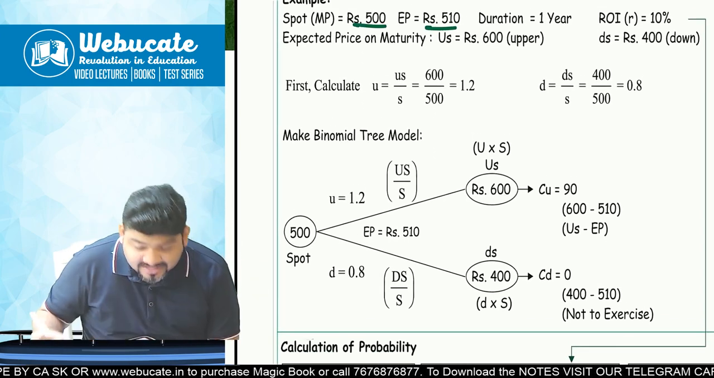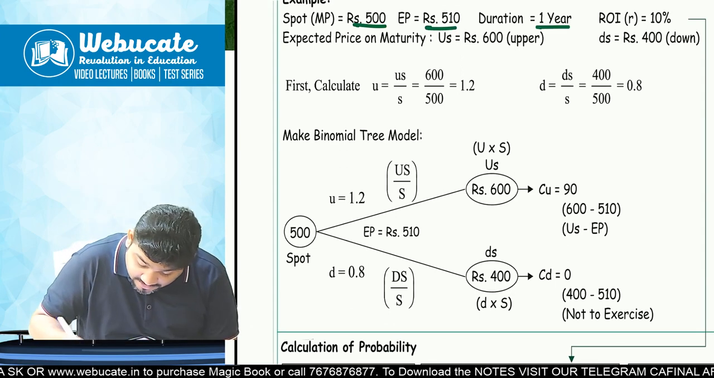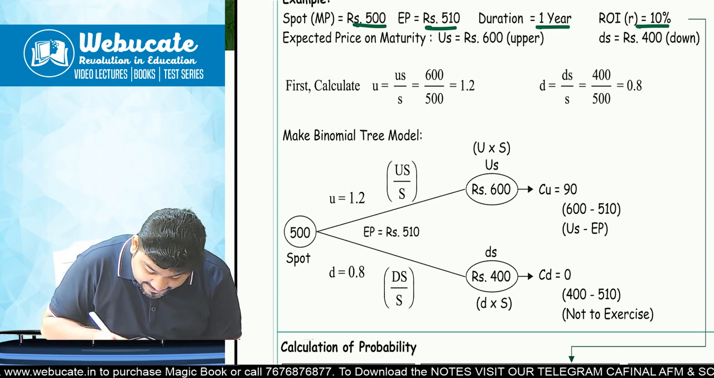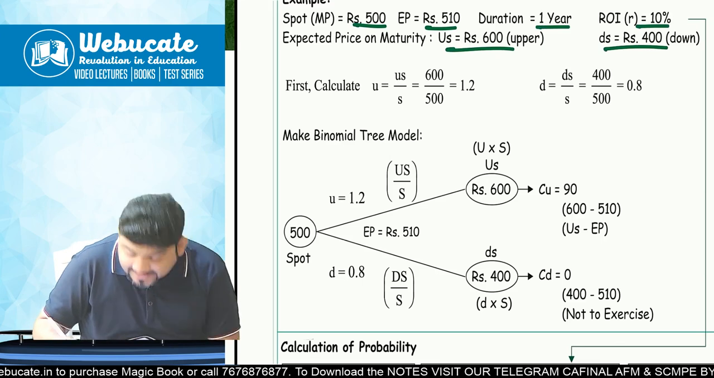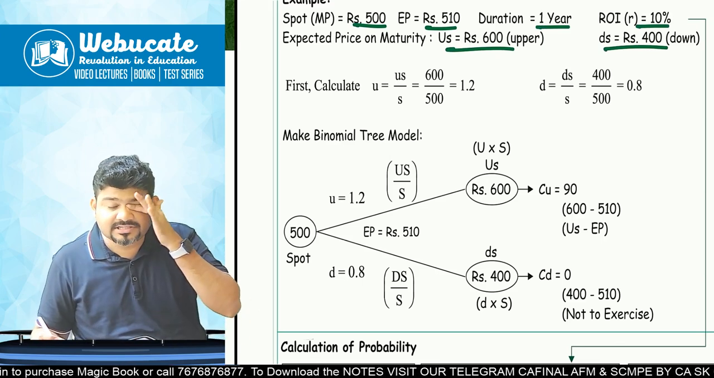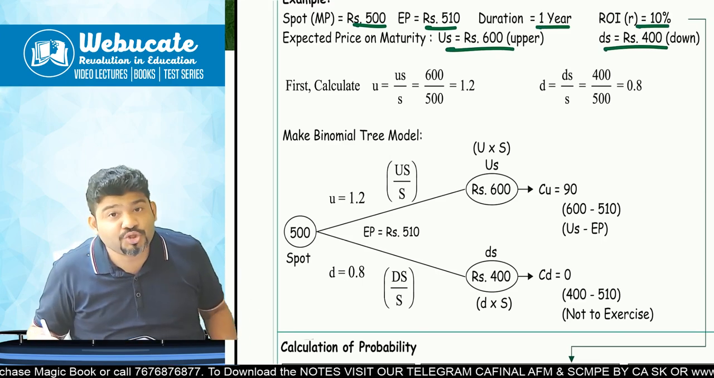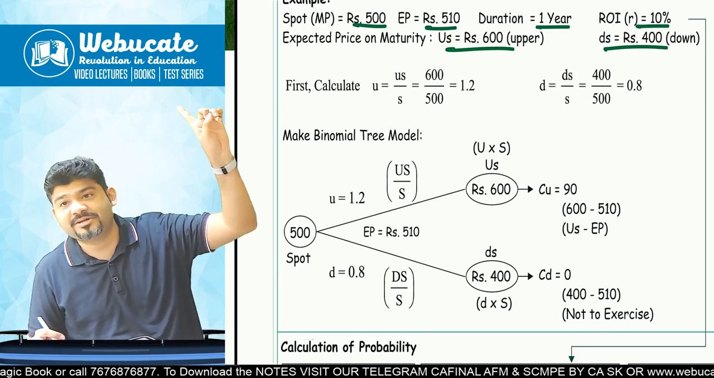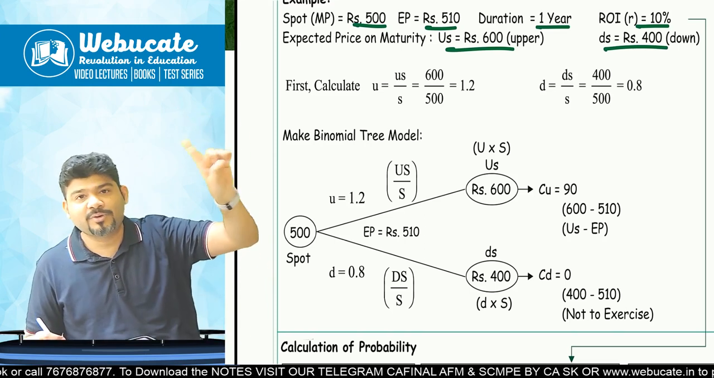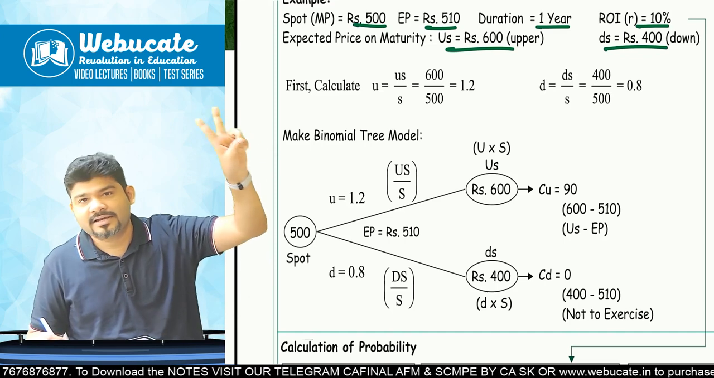Exercise price 510, duration 1 year, rate of interest 10%, expected price on maturity US 600, DS 400. First thing that we have to do is calculate the U and the D based on the information available. Can I say US is given? Can I say DS is given? Can I say S is also given?